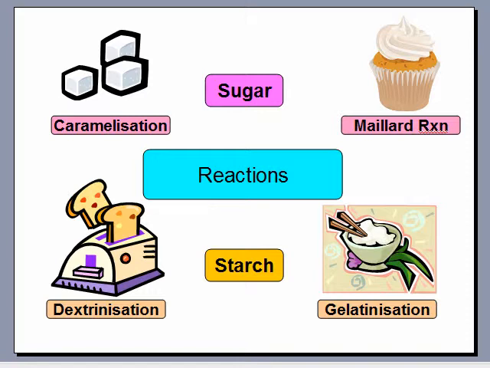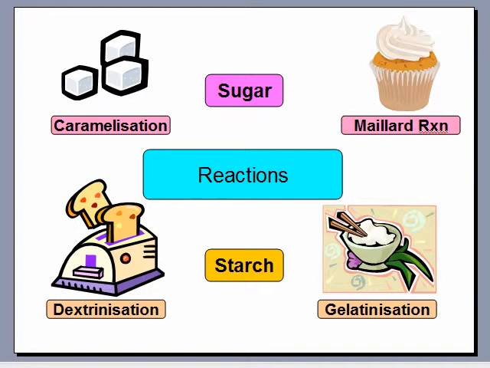For reactions when starch is heated, there are two reactions. There's dextrinization as well as gelatinization. Dextrinization will only occur if starch is heated under dry conditions. The result is brown discoloration. For example, toasted bread.